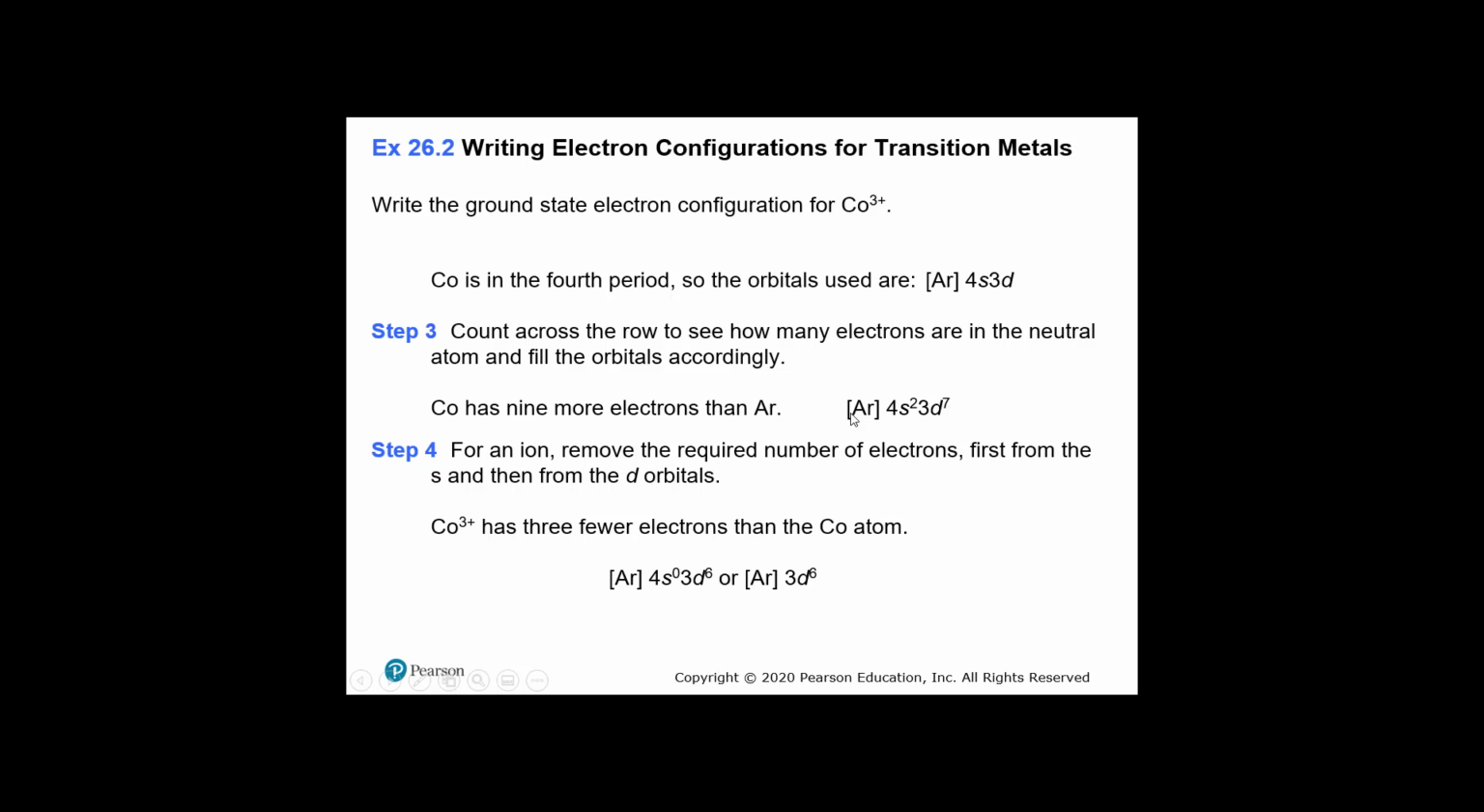Now, what we're doing is we're ending it here. But if you needed to do an ion, then this is what I was talking about. You have to remove the 3. So where do you remove the 3 from? Well, you first remove from the s orbital, so that's why I say you can write a 0, and then you remove 1 from the d orbital. And you either have this configuration or you have this configuration.